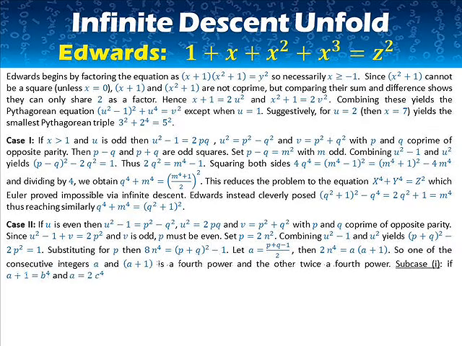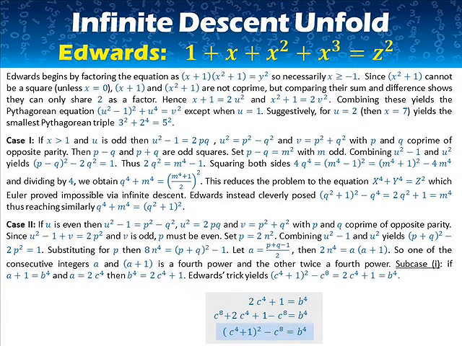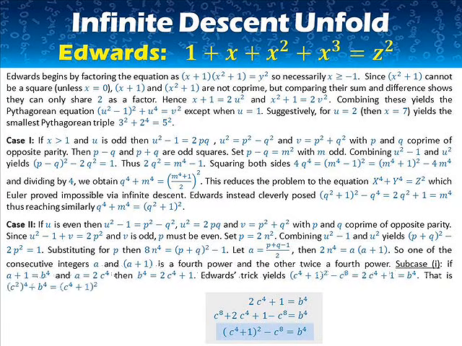Subcase 1. If a + 1 equals b^4 and a equals 2c^4, then b^4 equals 2c^4 + 1. Edwards' trick yields (c^4 + 1 - c^8)^2 equals 2c^4 + 1, which equals b^4. That is, a sum of two fourth powers equals a square, which Euler proved impossible via infinite descent.